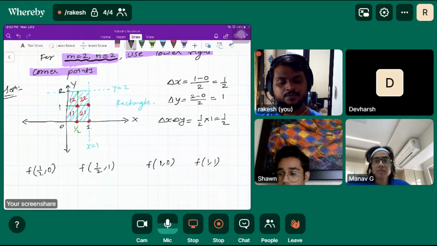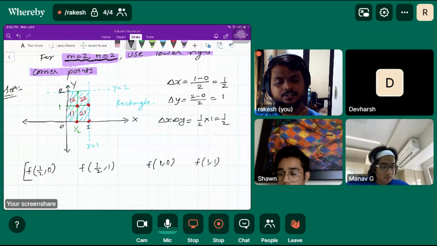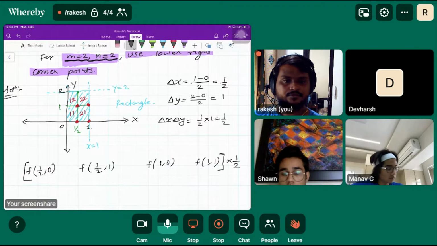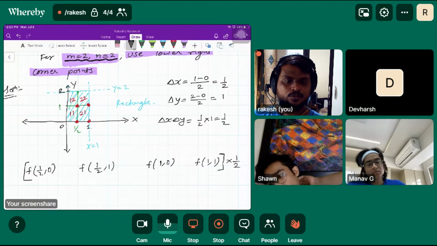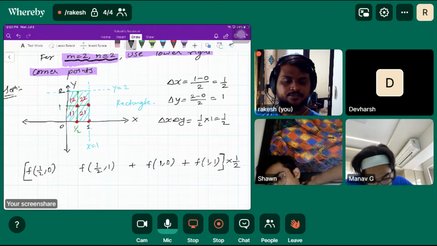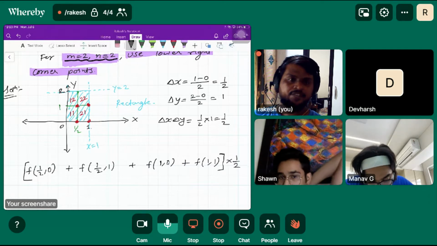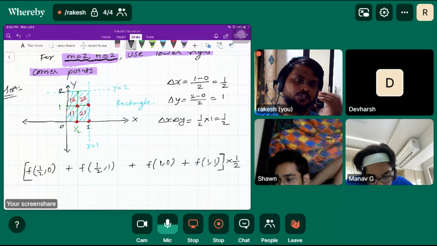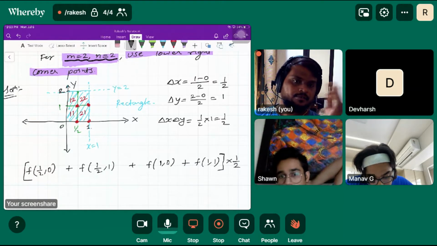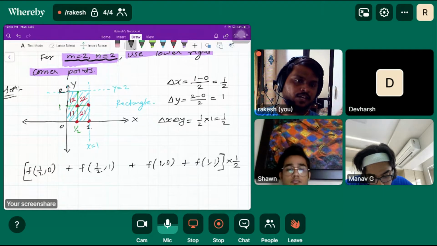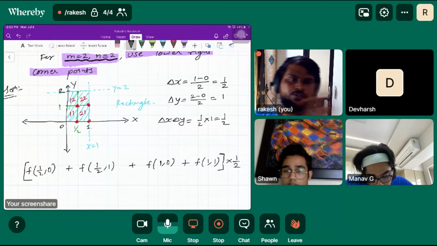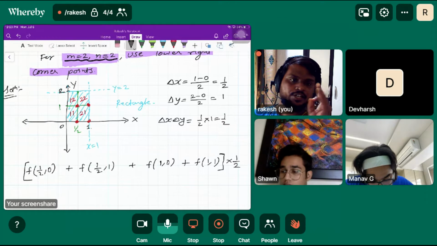So if I simply multiply by half and add these heights, will it give you the approximate volume? Because f of 1 by 2 comma 0 into half plus f of 1 by 2 comma 1 into half is the area. So area into each height will give you the volume of each cuboid. Are you getting that?